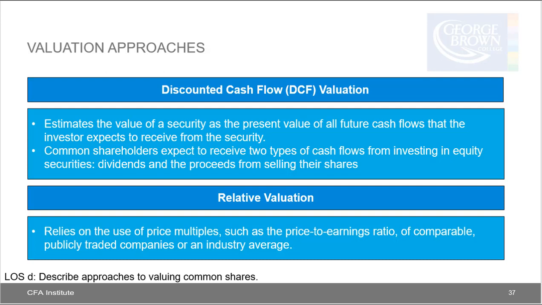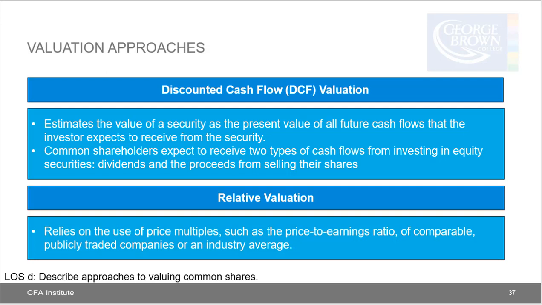And that's why we studied present value in the quantitative concepts. And then we saw in the chapter on debt securities that the price of a bond is simply the sum of the present value of all the future cash flows, which were the coupon payments and the par value maturity value being paid back when the bond matures, okay? So very similarly, the discounted cash flow valuation for stocks estimates the value of a stock as the present value of all future cash flows that the investor expects to receive from the stock. So common shareholders expect to receive two types of cash flows from investing in equity securities: the dividends and the proceeds from selling the shares.